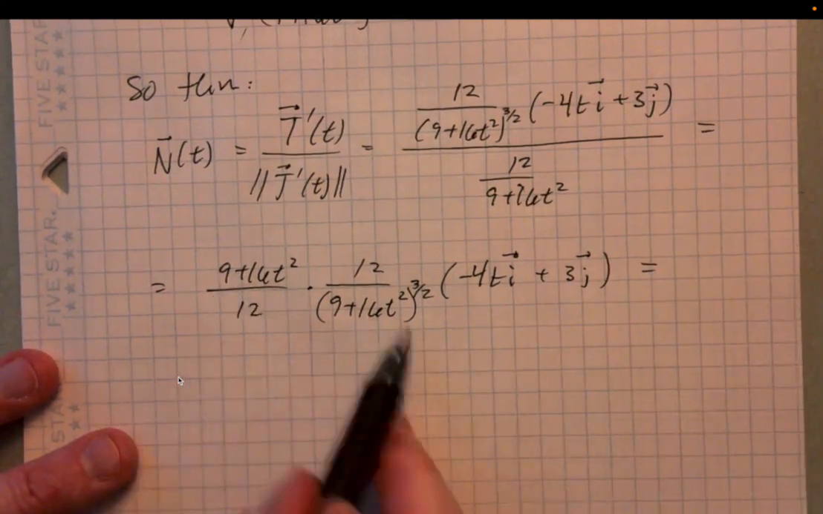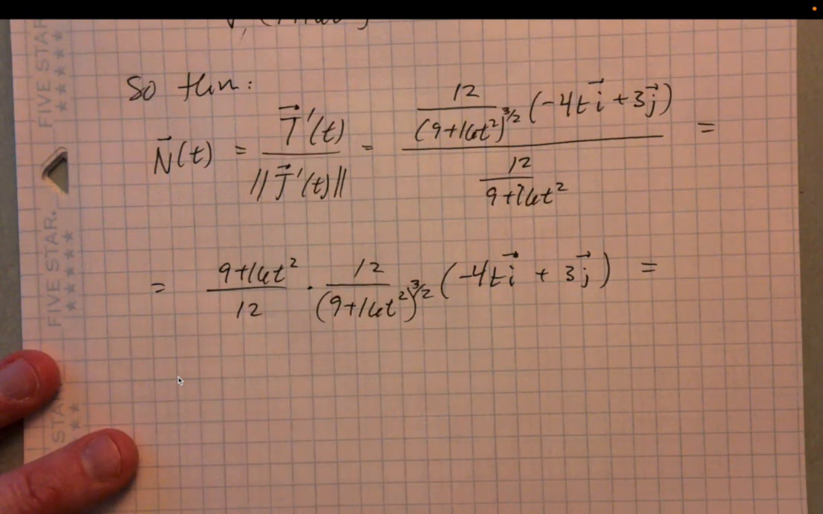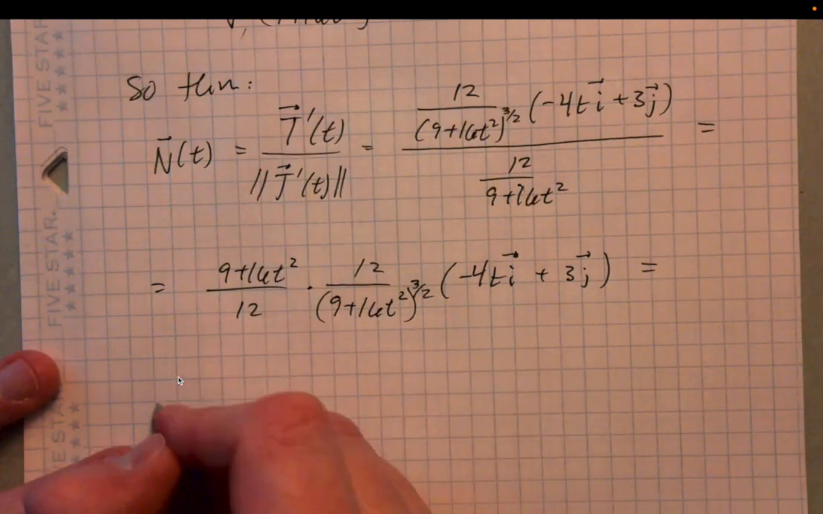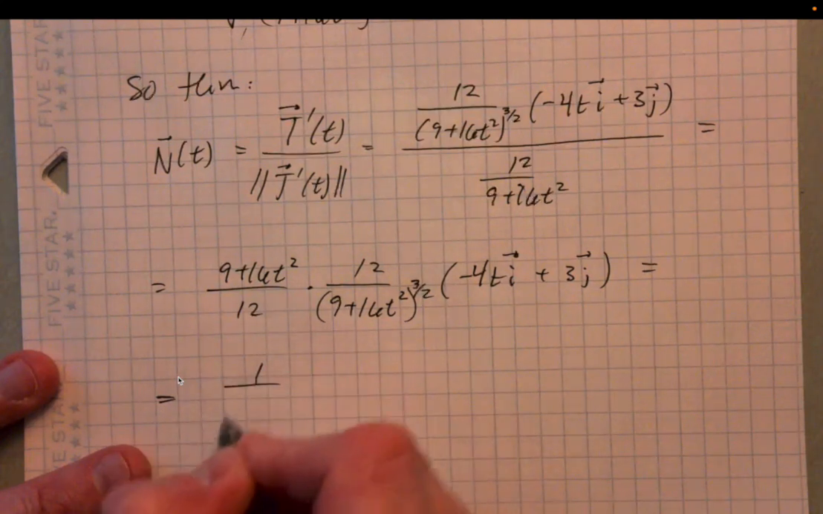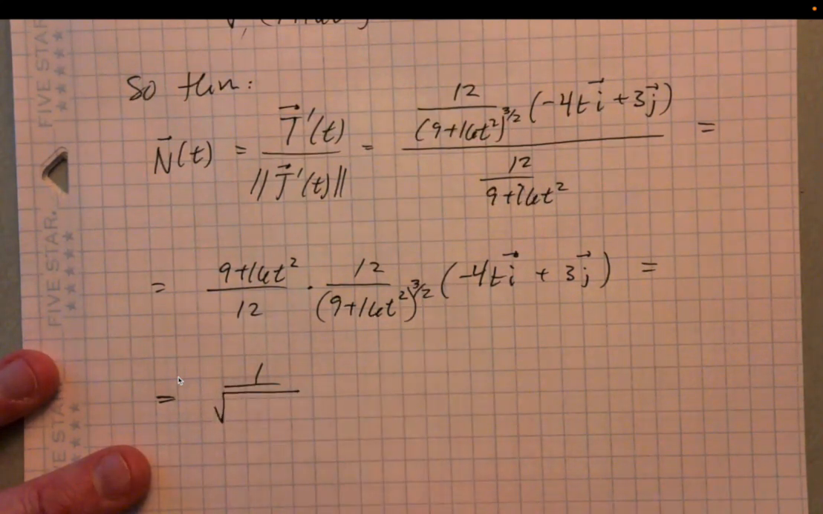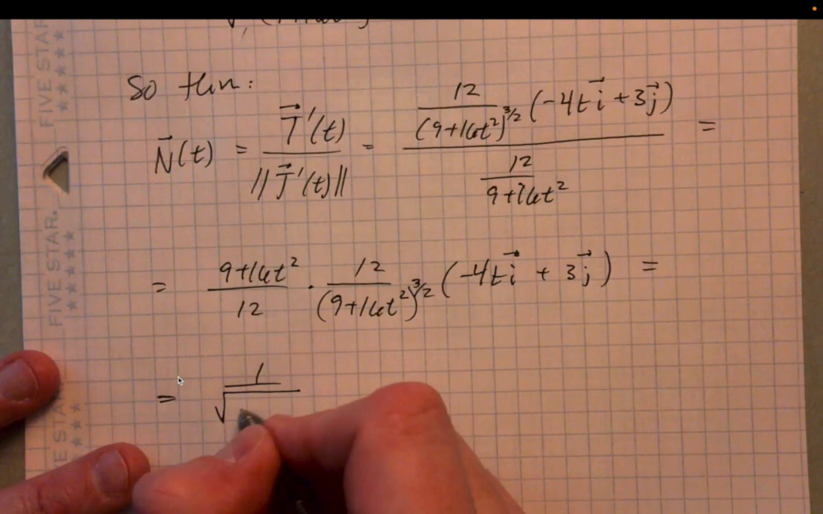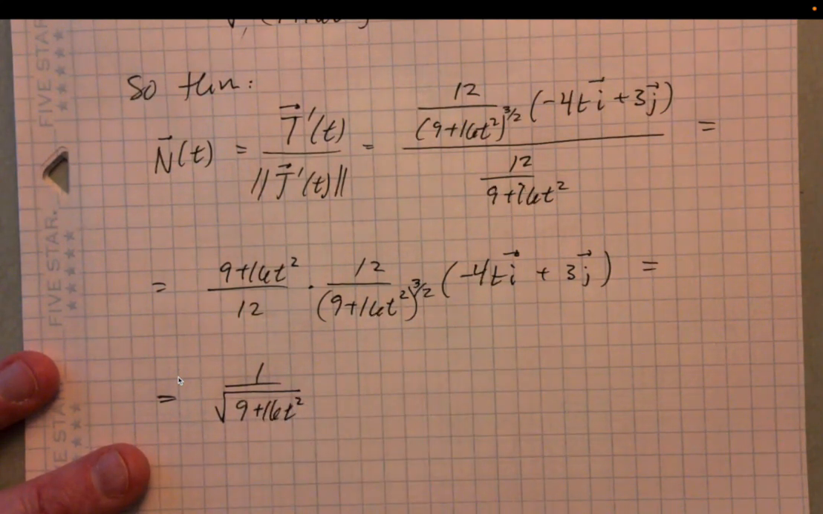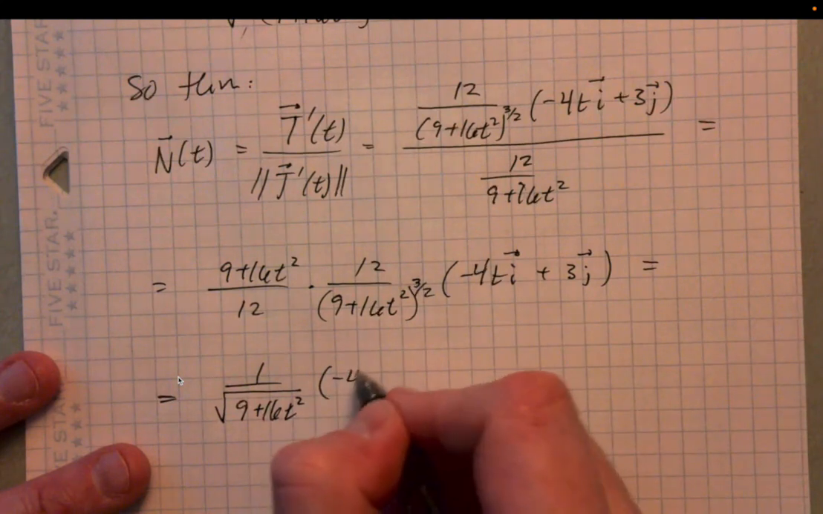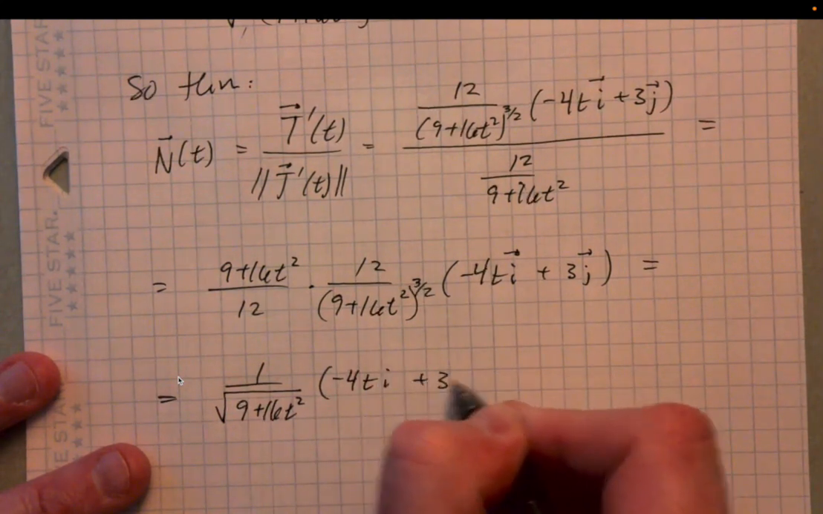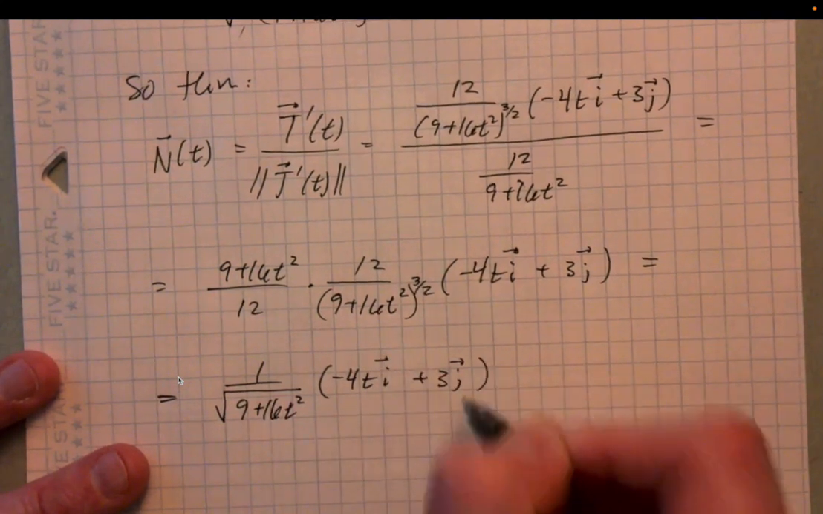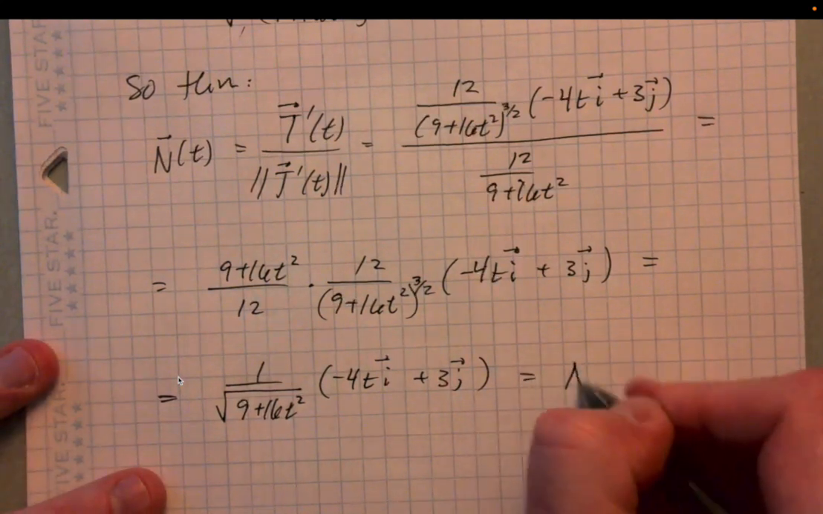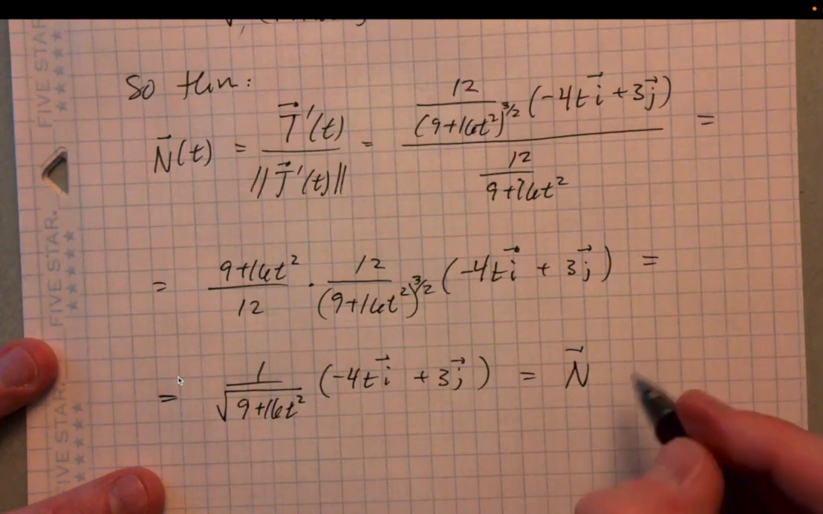Okay, and so here you get the cancellation. And what are you left with? Well, you're left with 1 over just the square root of 9 plus 16t squared times this vector. There it is. And so this is the principal unit normal vector.